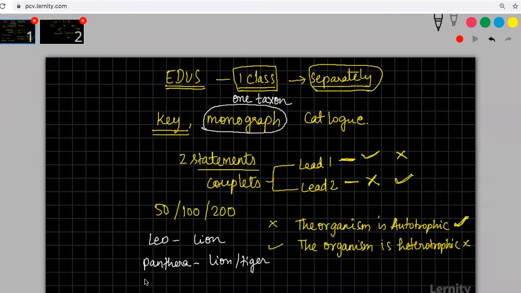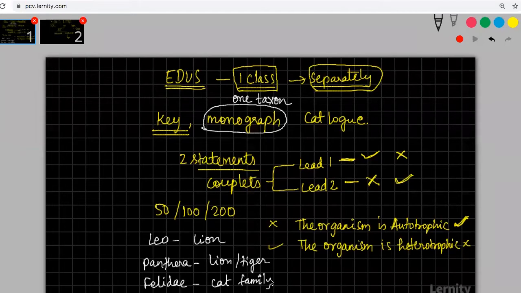I can write about Felidae, which is a cat family. So lots of people will try to write such monographs. Monographs means they will pick up only one particular thing, I mean only one particular taxon. It can be a family, it can be an order, it can be anything.